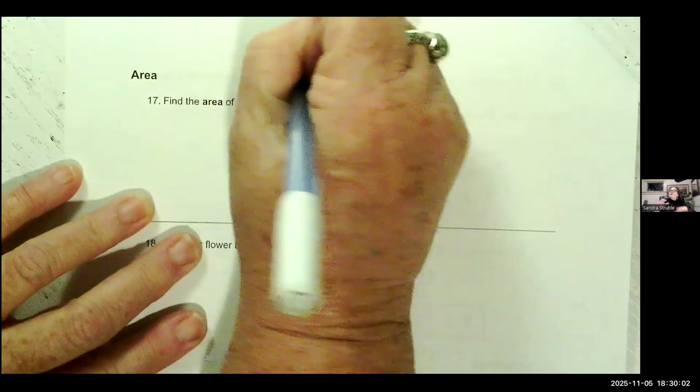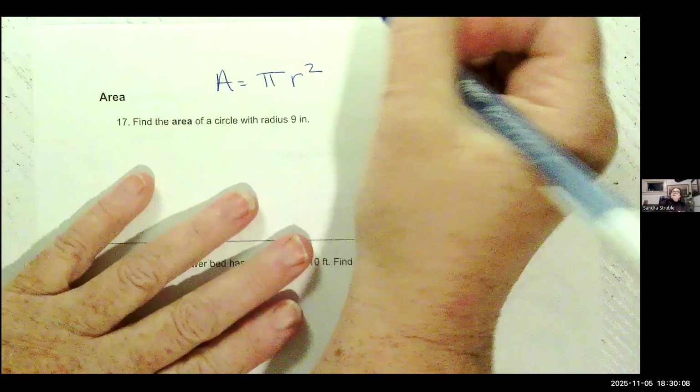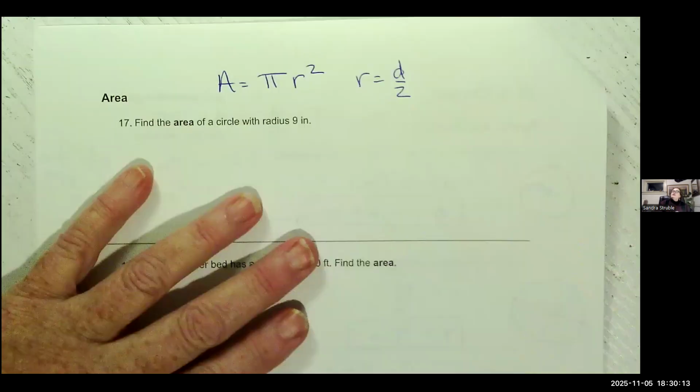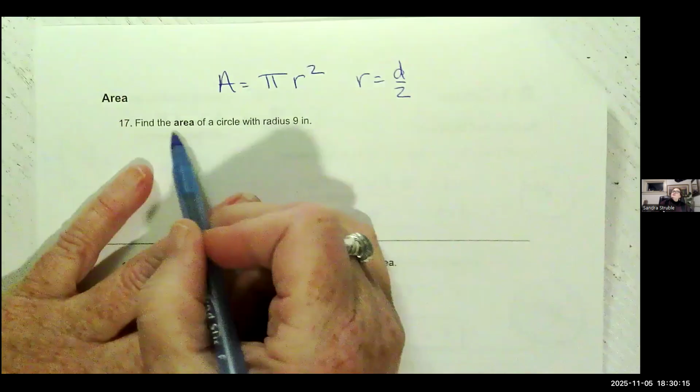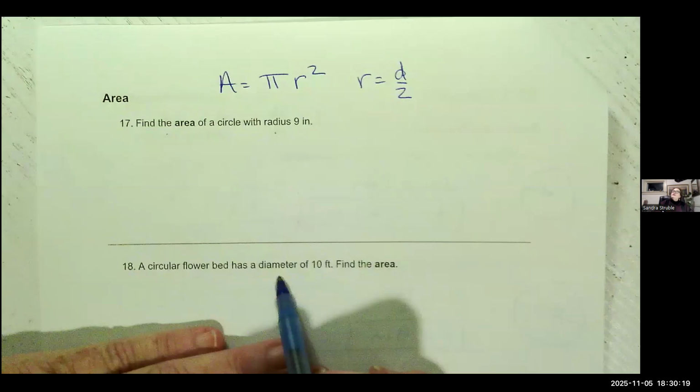Finding the area of a circle, you can only find the area with a radius. So if you're given a diameter, you have to find the radius first. And remember, to find the radius is diameter divided by 2. Okay. So the first one, go ahead and pause the video and attempt this yourself. The first one's with radius, the second one's with diameter. Pause the video, attempt these yourself, and come back if you have not done these.